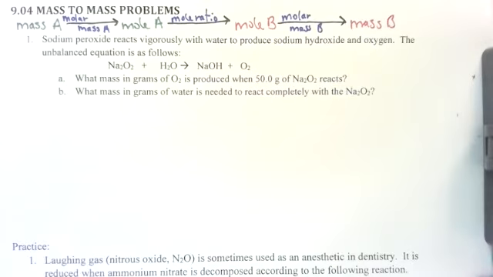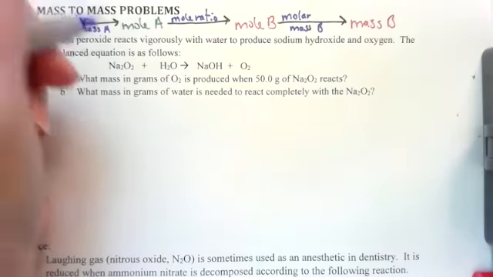So our sample problem says that sodium peroxide reacts vigorously with water to produce hydroxide and oxygen. The unbalanced equation is as follows. So pause the video and see if you can get this balanced.